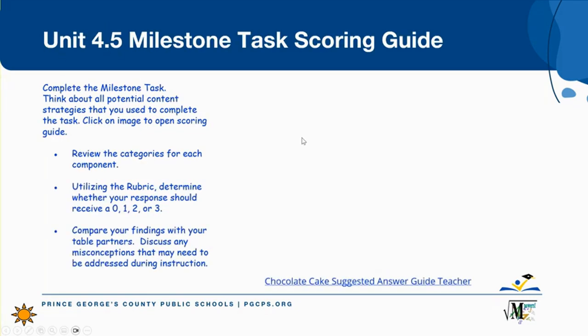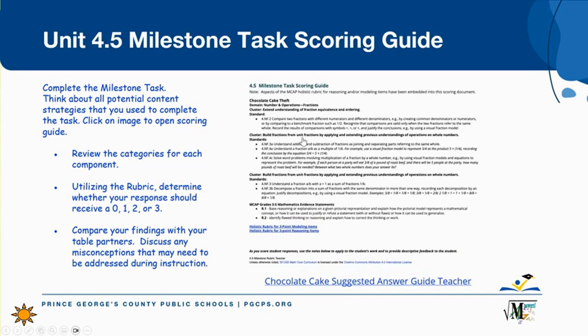Now that you've completed it, let's score ourselves. Review the categories for each component. Utilizing the rubric, determine whether your response should receive a 0, 1, 2, or 3. The holistic rubric for 3-point modeling items can be found here.